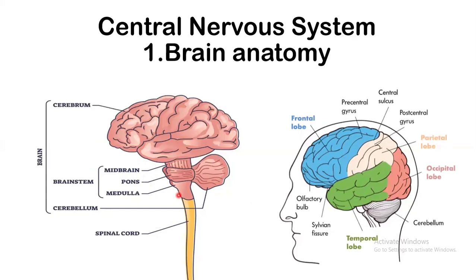Then let's move on to the cerebellum. The cerebellum is called the little brain. It coordinates balance, posture, and fine motor movements. Further, it contains gray matter and white matter.